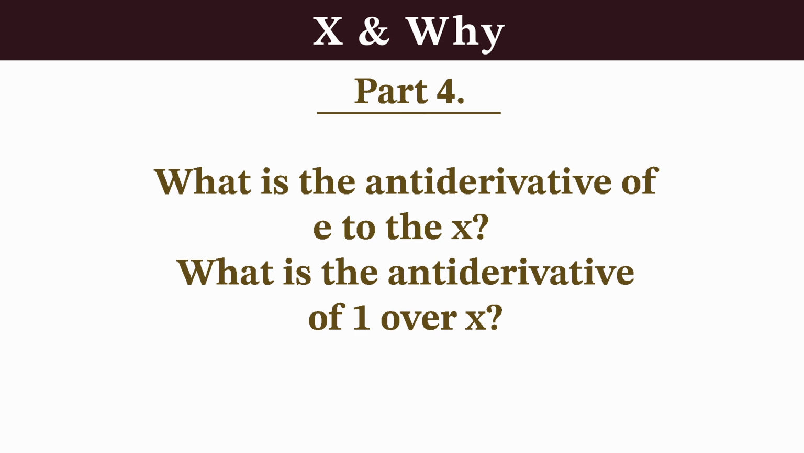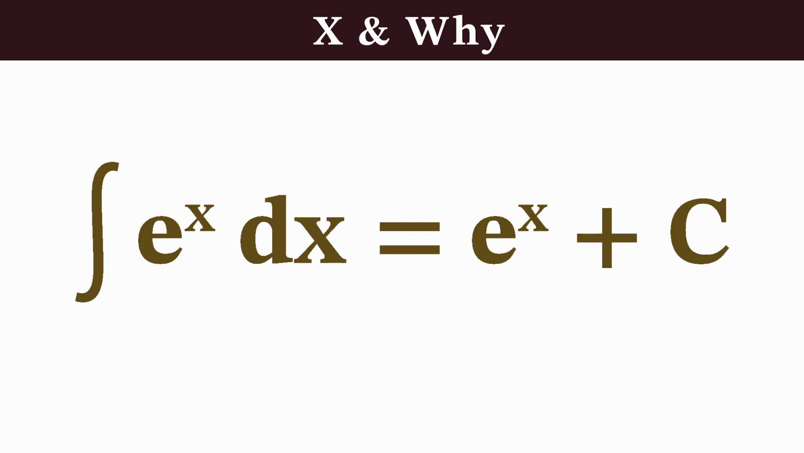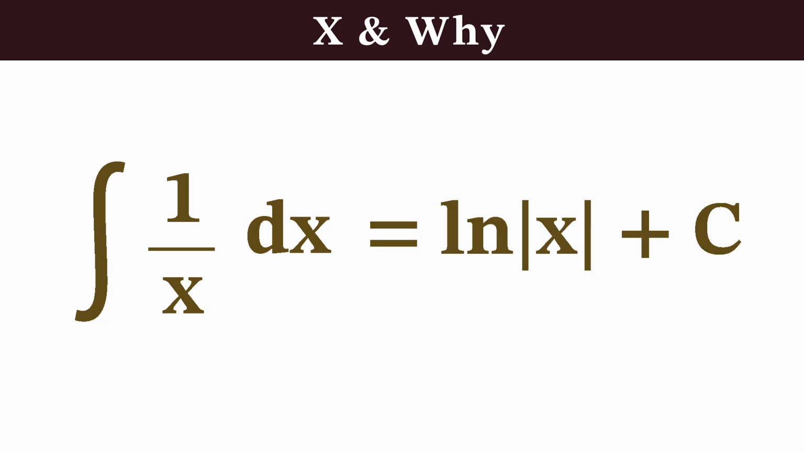Part 4. What is the antiderivative of e to the x? What is the antiderivative of 1 over x? The antiderivative of e to the x is very simple. It's e to the x plus c. E to the x is an interesting case because whether you derive it or antiderive it, it always stays the same. The antiderivative of 1 over x is the natural log absolute value of x plus c.